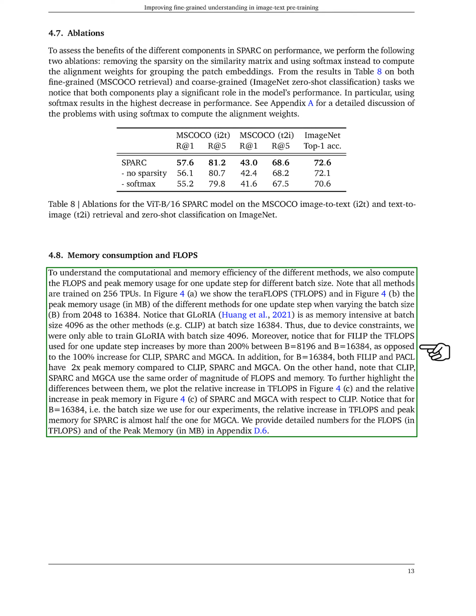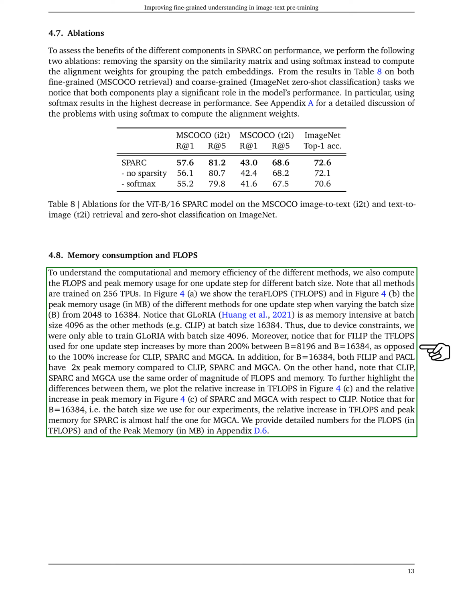We also found that for Philip, the TFLOPS used for one update step increased by more than 200% between batch sizes 8196 and 16384, compared to a 100% increase for CLIP, Spark, and MGCA. For batch size 16384, both Philip and PACL had twice the peak memory compared to CLIP, Spark, and MGCA.